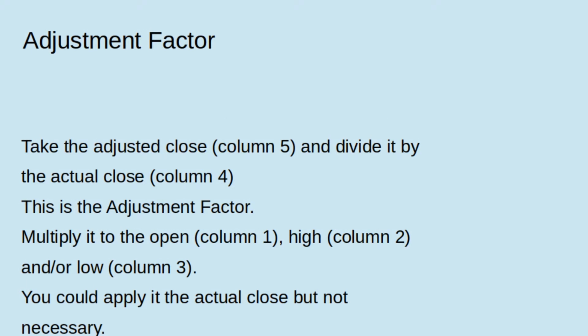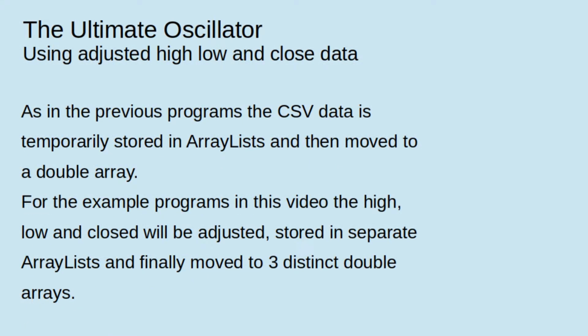From the CSV file, we take the adjusted close in column 5 and divide it by the actual close in column 4. This will become our adjustment factor. Now, to get an adjusted open, high, or low, we just simply multiply our adjustment factor against column 1 data for the open, column 2 for the high, and column 3 for the low. We could apply it to the actual close field, but that would be redundant. We just simply use column 5. The ultimate oscillator function uses high, low, and close data for each day, so we will have to adjust this data.